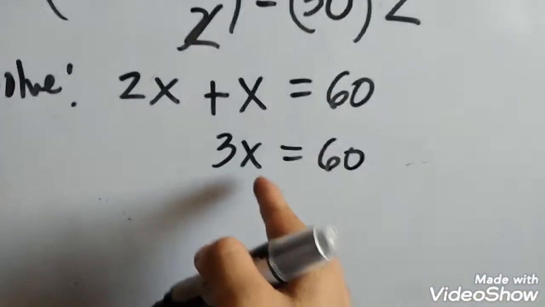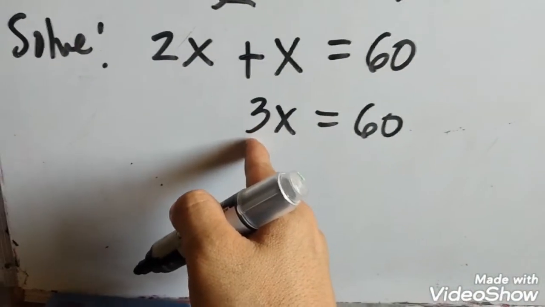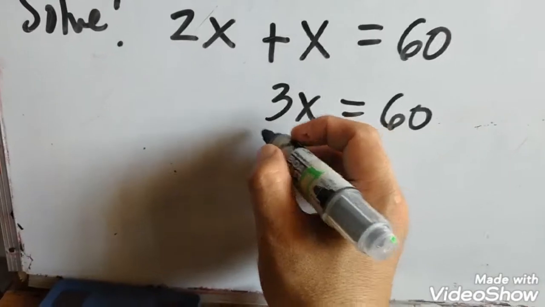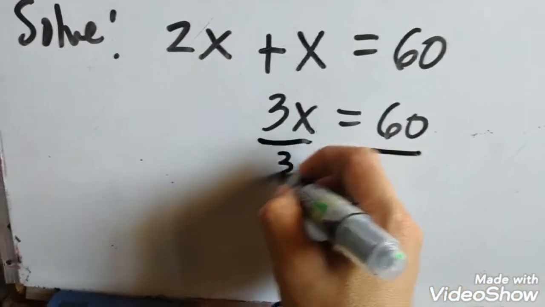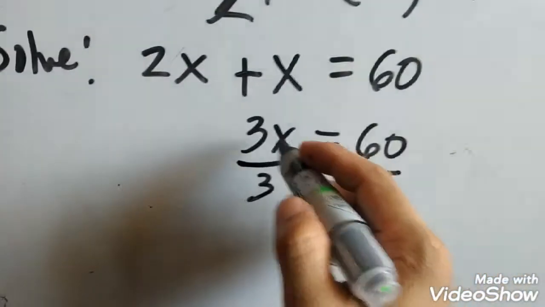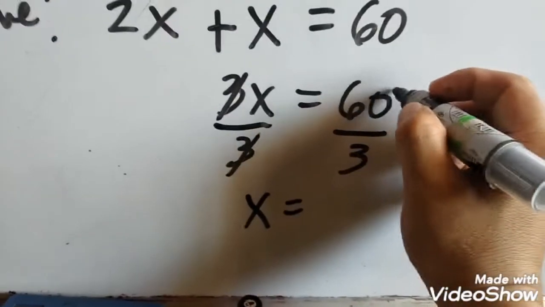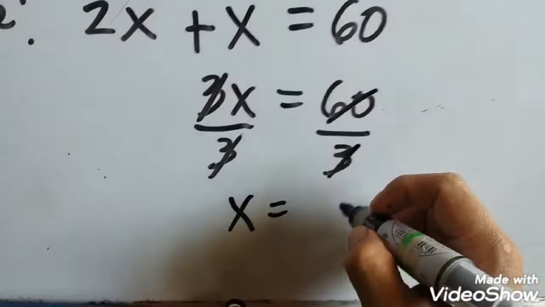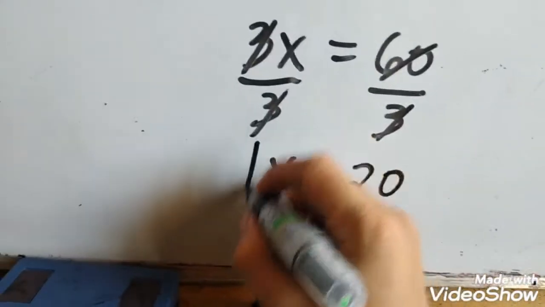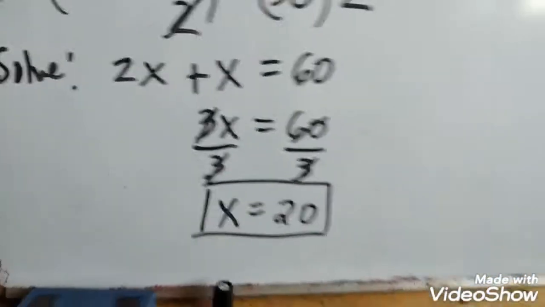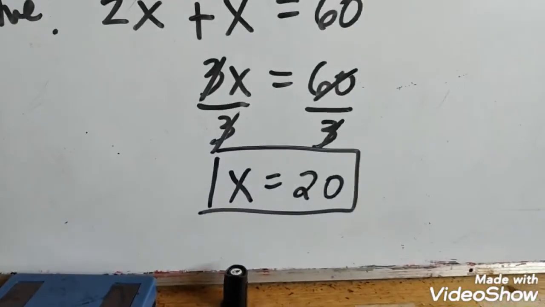Now, we need to solve the value of x, and we have here a numerical coefficient. So cancel this out. We divide both sides by 3. So the 3 cancels here, and only x is left. And 60 divided by 3, so that is equal to 20. Therefore, 20 is the value of x.